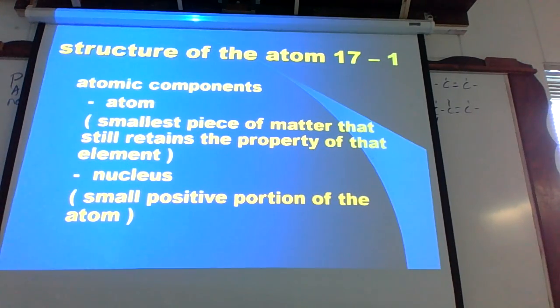So when we're looking at some of these, okay, we see the components that make up that atom, which means it has a nucleus and an electron cloud.